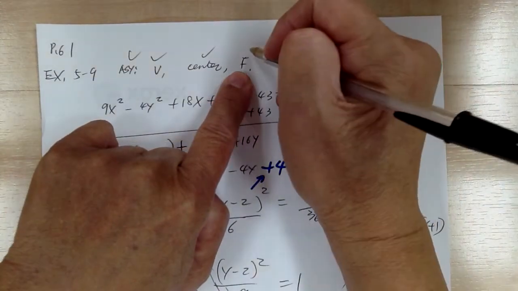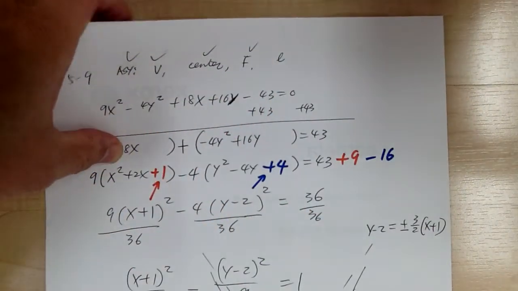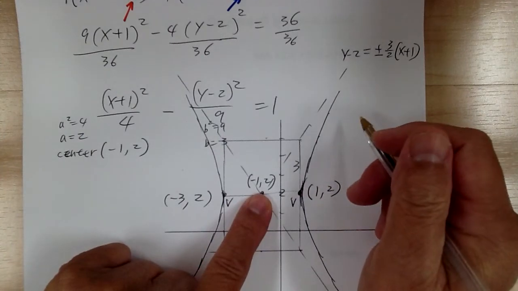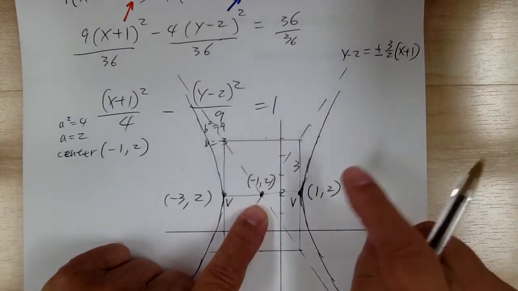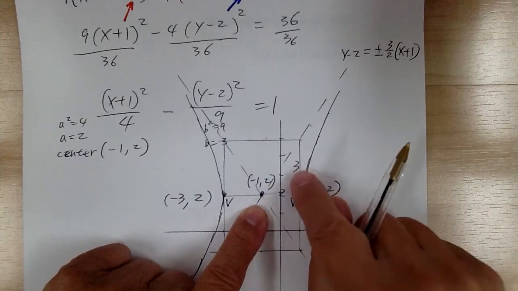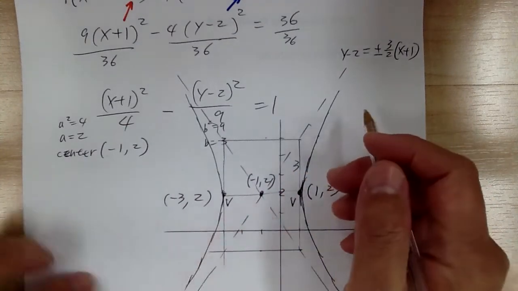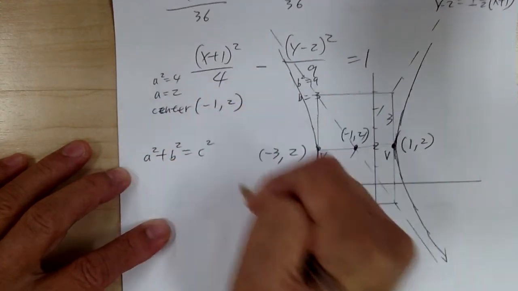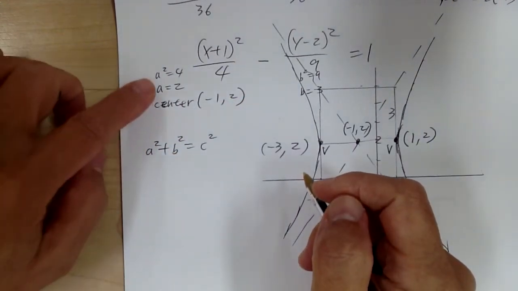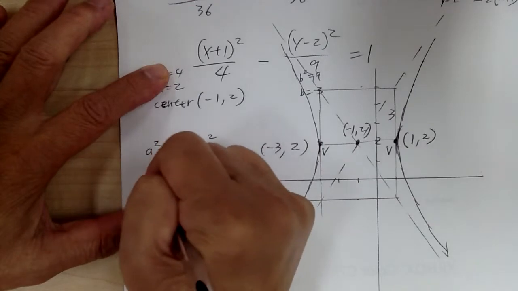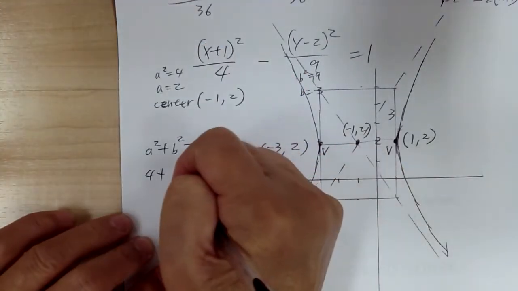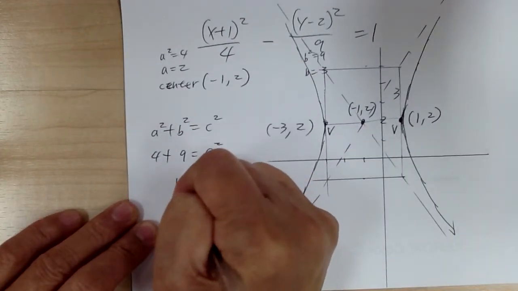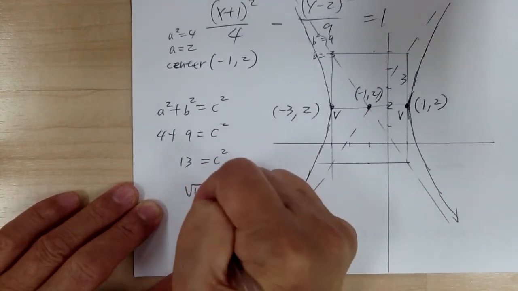Okay, we need to get this over here. So the focus is a C. So C equal to 3. C, you have to use the Pythagorean theorem, right? Okay, so let's find C. So A squared plus B squared equal to C squared. So A squared is 4, B squared is 9, equal to C squared. So C squared equal to 13. So C equal to square root of 13.